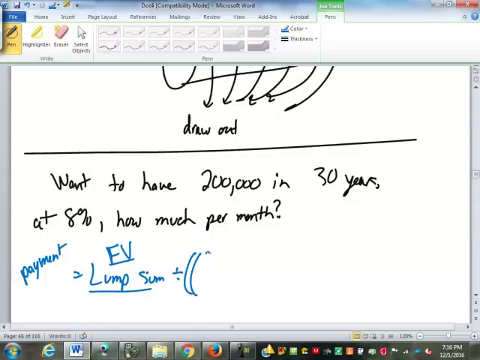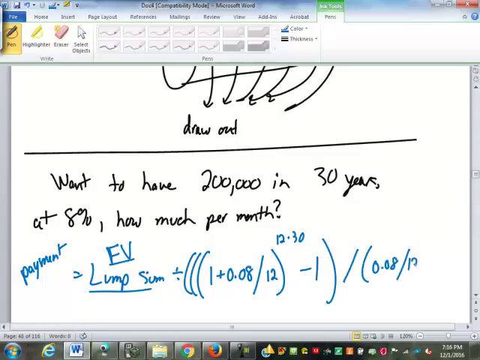1, 2, 3. 1 plus 0.08. And since it is monthly, let's divide by 12. Open. The power of 12 times 30 minus 1. Close. Divide by 0.08 divided by 12. Close and close.